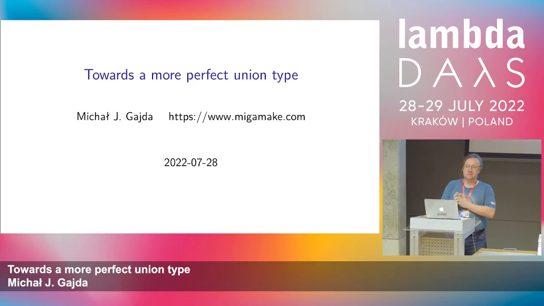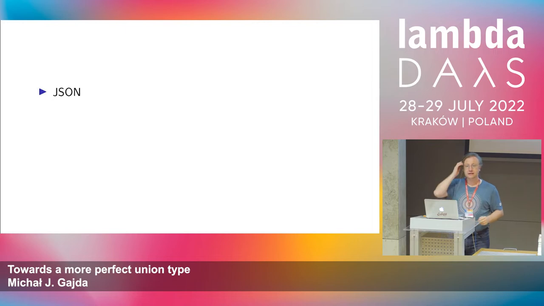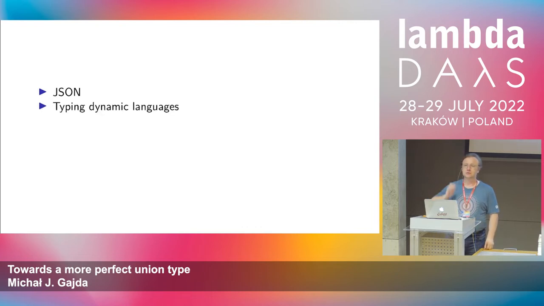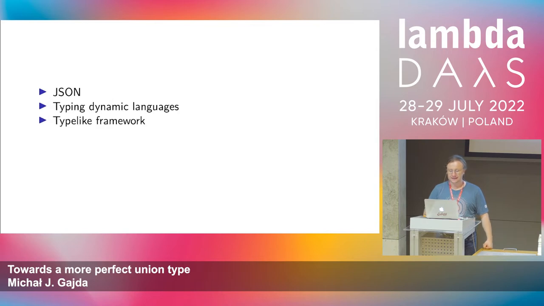Today we will talk about how to make a perfect union type. So first I will talk a little bit about JSON and the current landscape of data structures in the internet. Then I will shortly debrief the history of typing of dynamic languages, which is probably interesting for those of you who use TypeScript, for example, but that's not the only example.